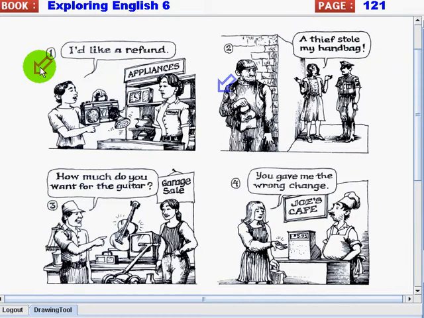Number 1. I'd like a refund. So it seems that there's a customer and that customer brought his radio in an appliance store. Unfortunately, the radio is broken. So that's why he's saying he'd like to get a refund. Okay? 2. A thief stole my handbag. A woman is complaining to a policeman about a thief who stole her handbag, and this is the thief. Now that's what or how you would explain it.